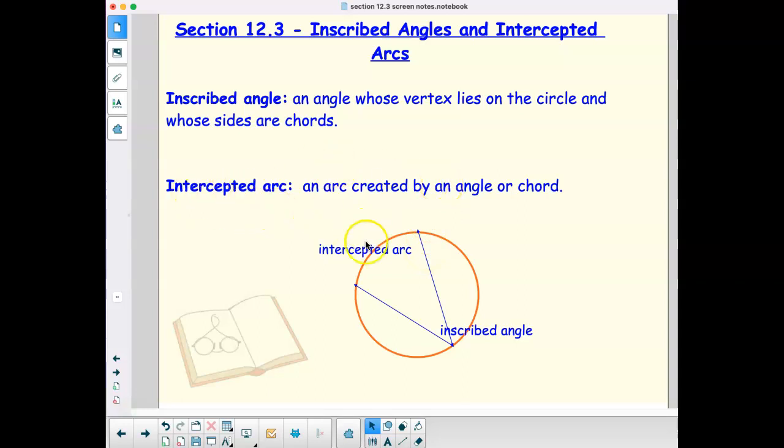The intercepted arc would be the part of the arc, if you think about the angle as kind of a Pac-Man mouth, and if the Pac-Man chomped down right now, it would eat this part of the circle. The part that the angle would eat is called the intercepted arc. So the arc is the part in between the two sides of the angle, and the inscribed angle has a vertex on the circle. That's how that works. There's a relationship between those two pieces.